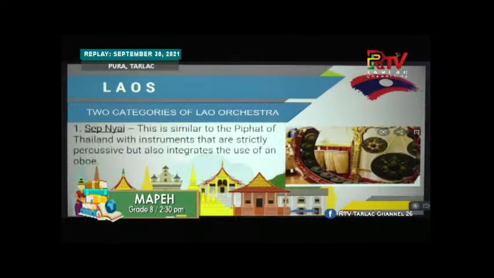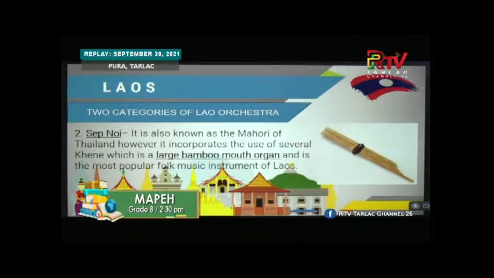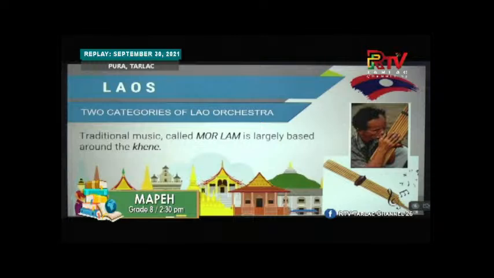Number 1. Sep Nyai. This is similar to the Pi Phat of Thailand with instruments that are strictly percussive but also integrates the use of an oboe. Number 2. Sep Noi. It is also known as the Mahori of Thailand. However, it incorporates the use of several khene, which is a large bamboo mouth organ, and is the most popular folk music instrument of Laos. Traditional music called Mor Lam is largely based around the khene.